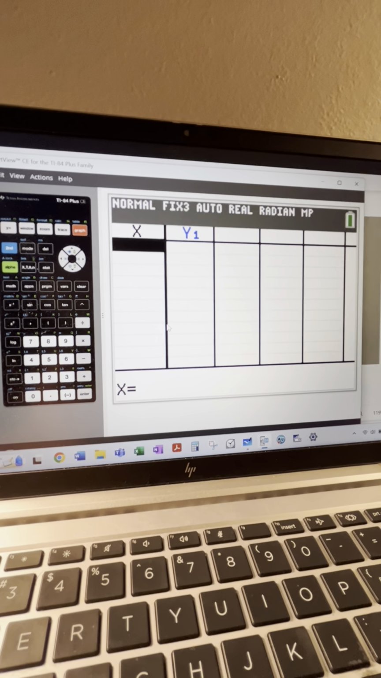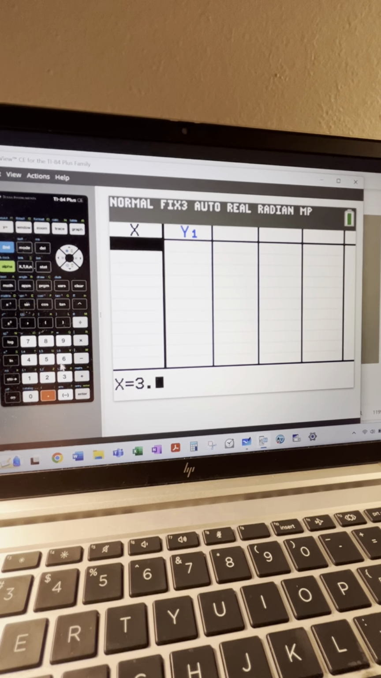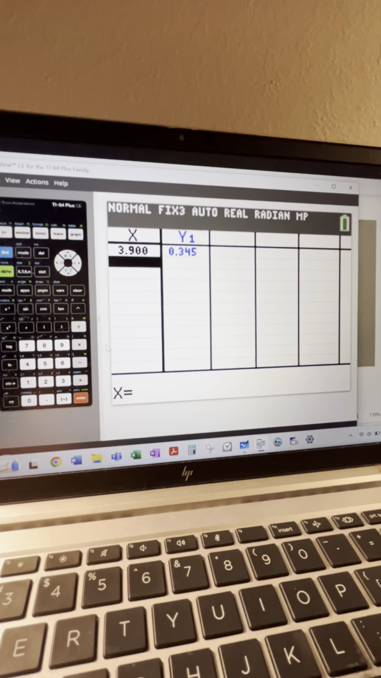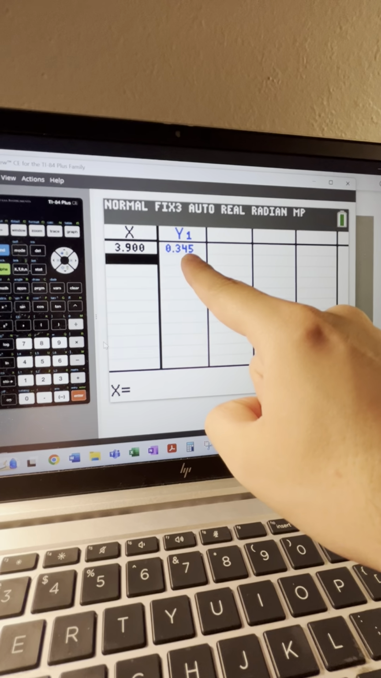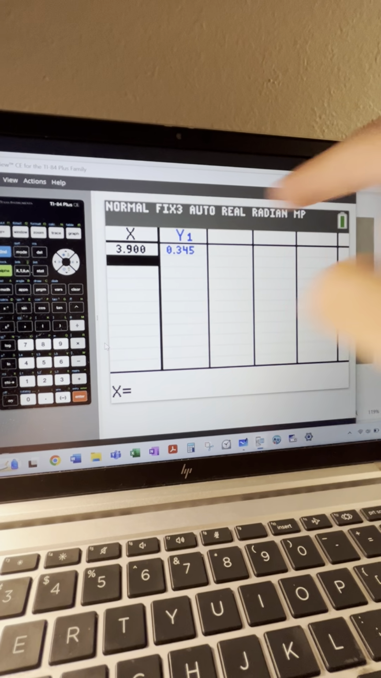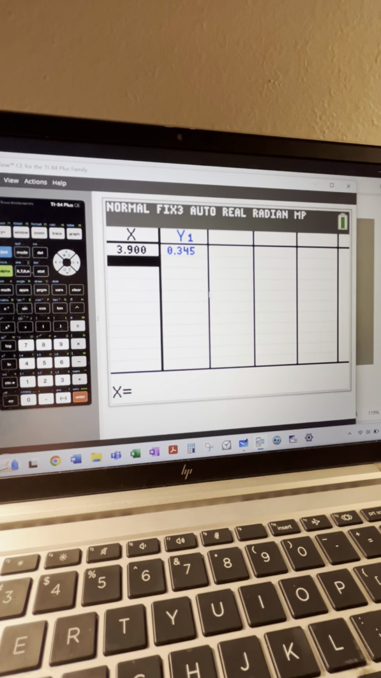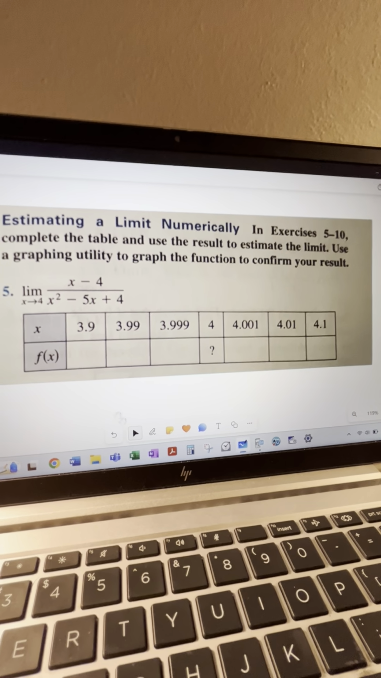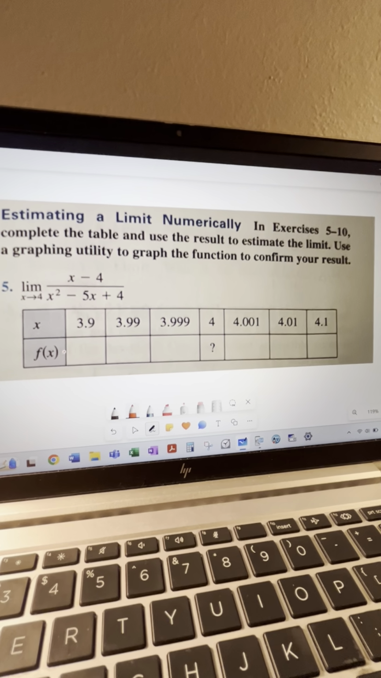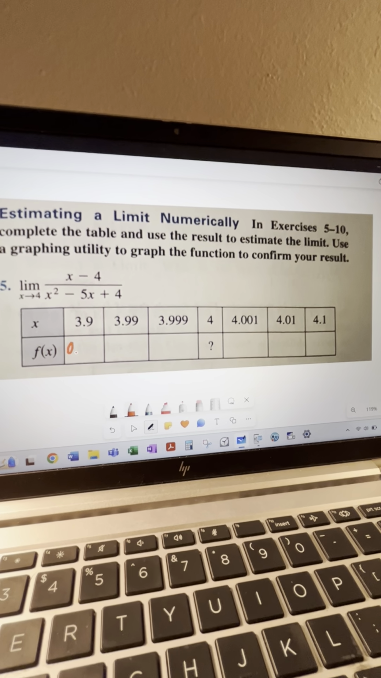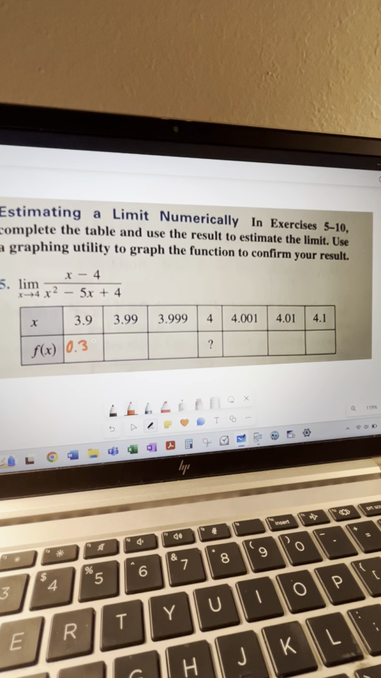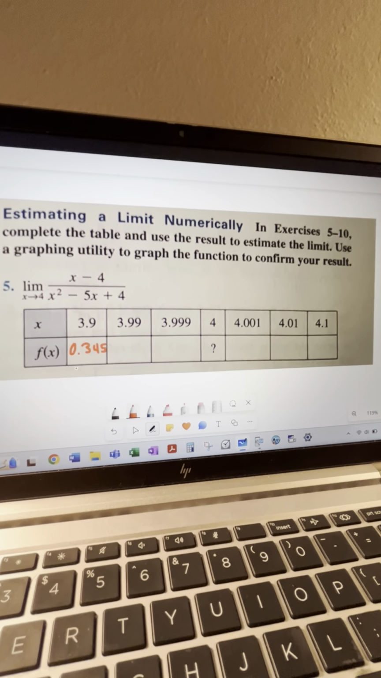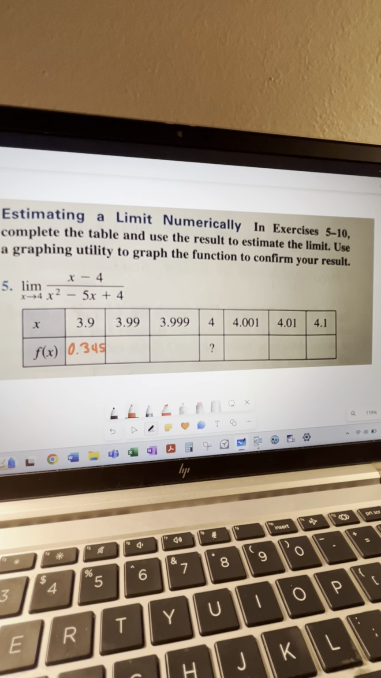So let's go back to our calculator. We're going to type in 3.9. We're going to click enter. And there you go. That spit out a y value. That is going to be our first y value in our table. So 0.345 is going to be right here. 0.345. Okay. So now let's go on to the next one.